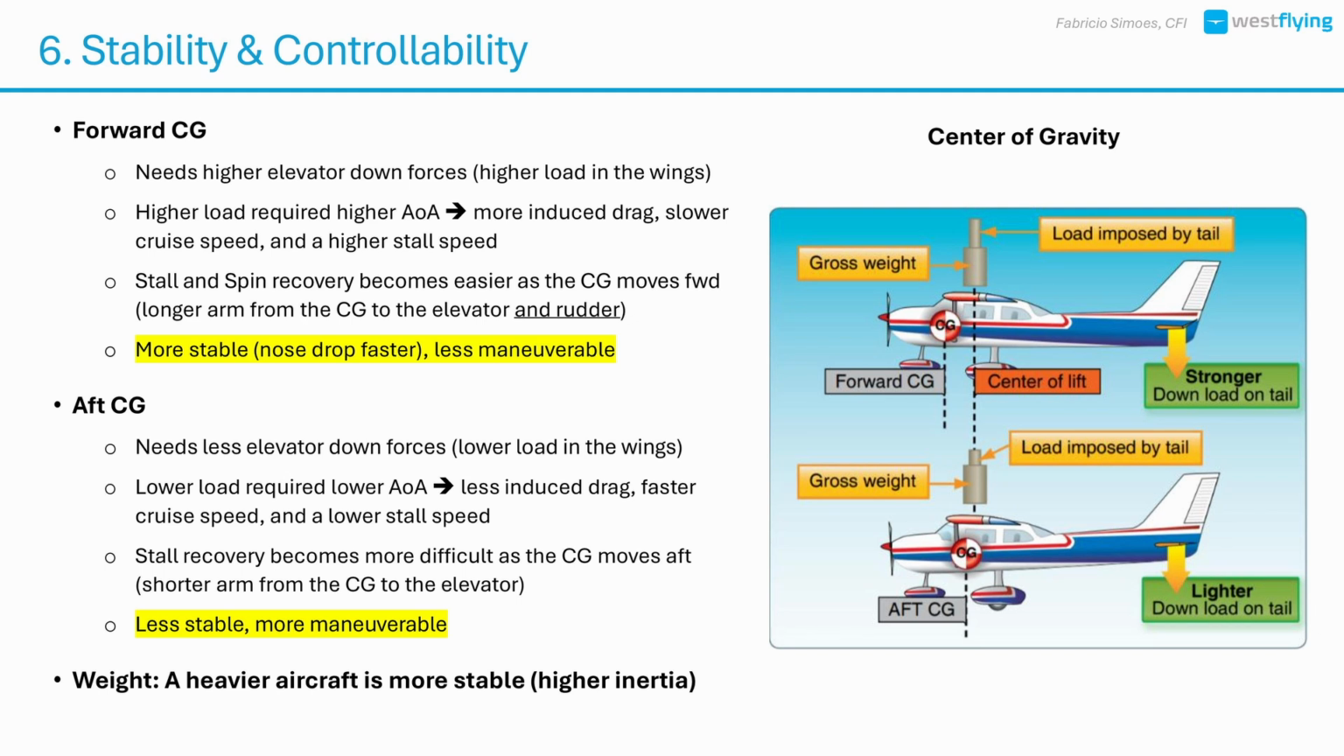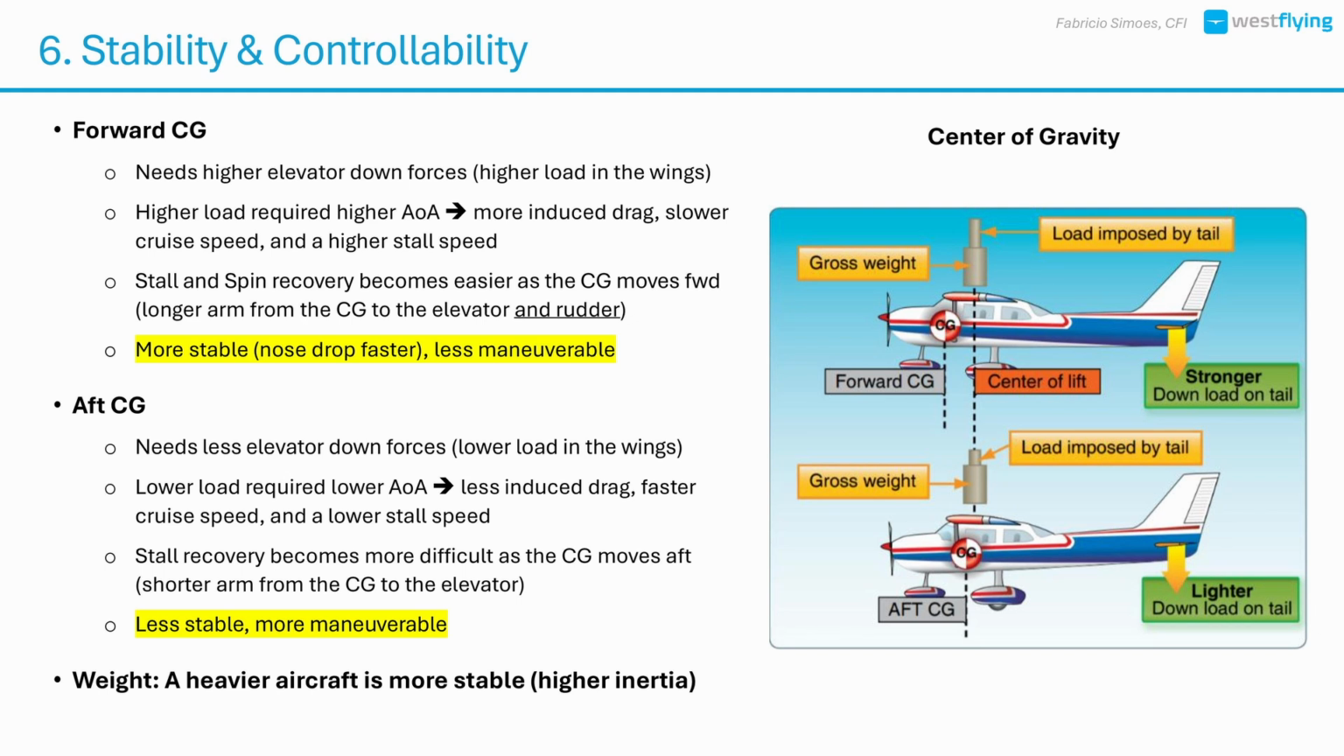Now with an aft CG, the tail needs less downward force, reducing overall wing loading. This results in lower drag, higher cruise speed, and a lower stall speed. Overall, more efficient at cruise. But here's the danger. Pitch stability decreases.